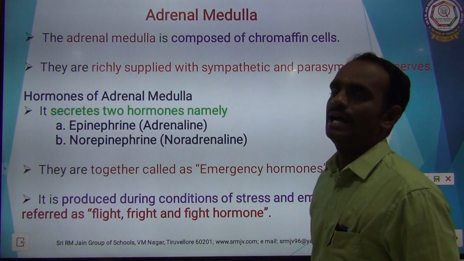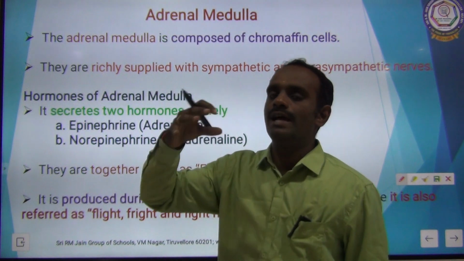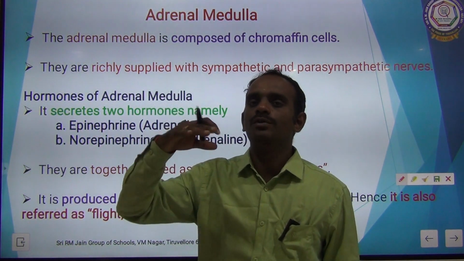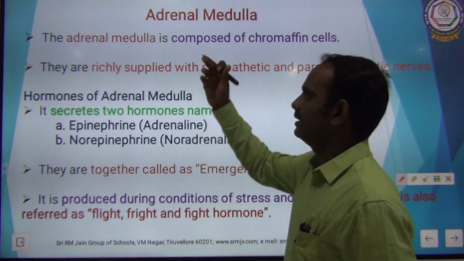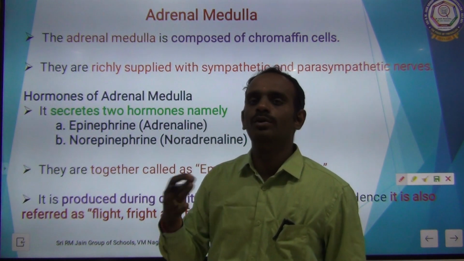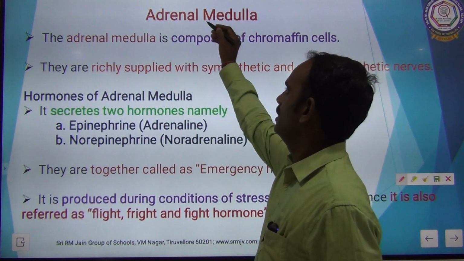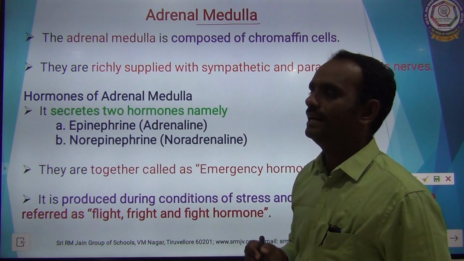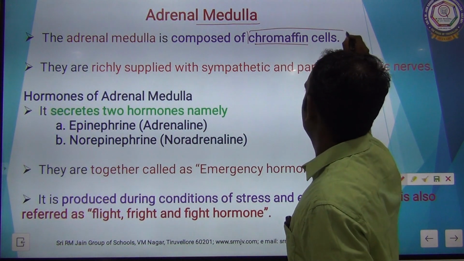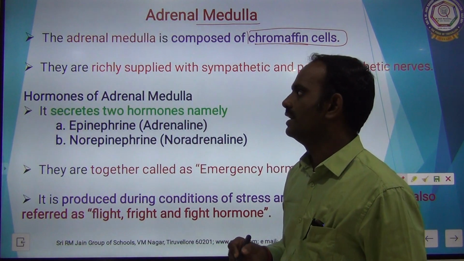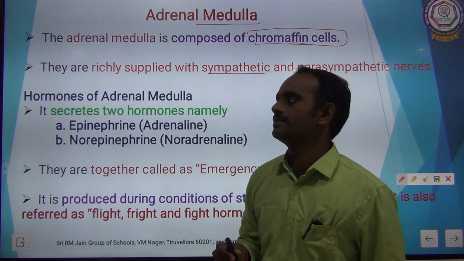The next one is adrenal medulla. So again I am telling, adrenal gland is composed of outer cortex and inner medulla. So clear? The cortex and medulla both are structurally and functionally different. Now adrenal medulla. The adrenal medulla is composed of chromaffin cells. The name of the cell is called chromaffin cells. They are richly supplied with the sympathetic and parasympathetic nerves.